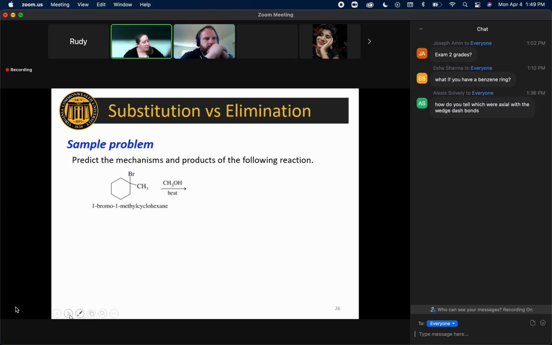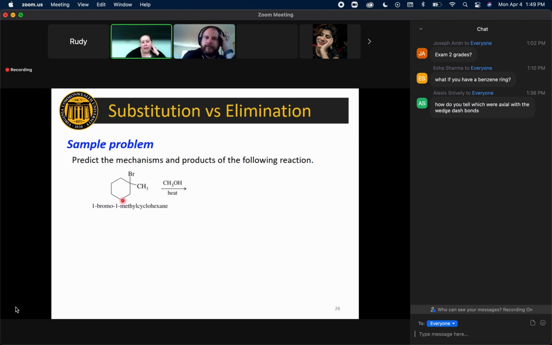Okay, so let's look at this in a couple of sample problems. Here's the first one. I have this written as predict the mechanisms and products of the following reaction. I'm not asking you to write out the mechanism, but you need to predict the products, and in order to know what the products might be and the stereochemical consequences, you have to know which mechanisms are at play here. So let's look at this problem together.